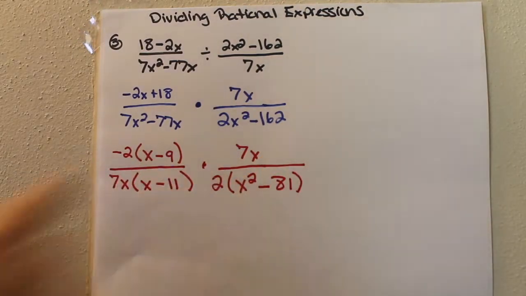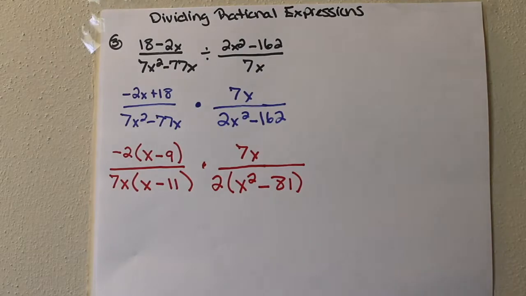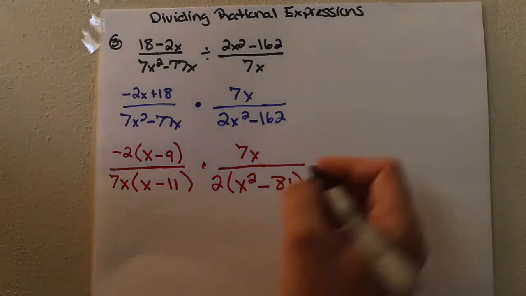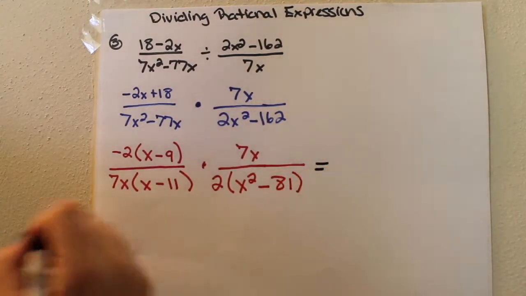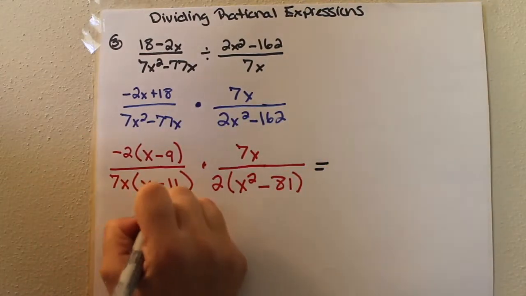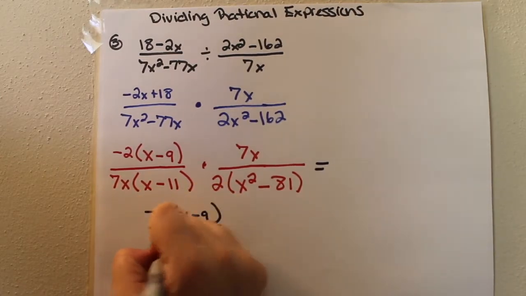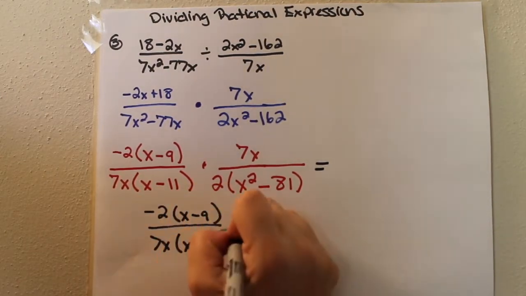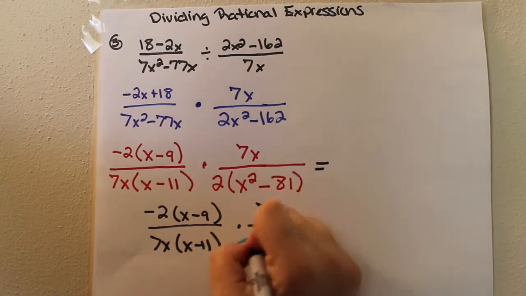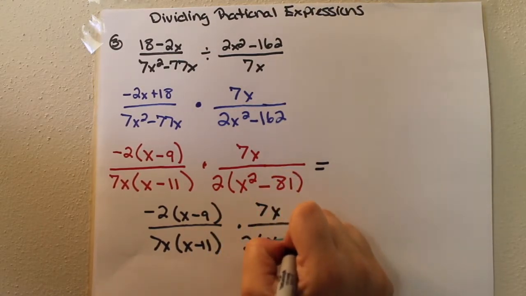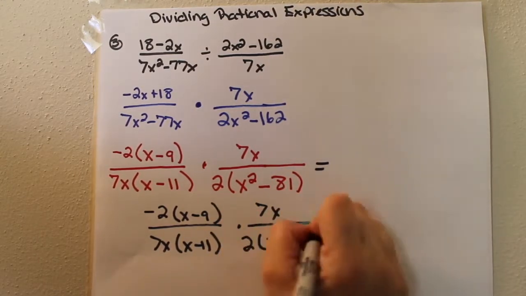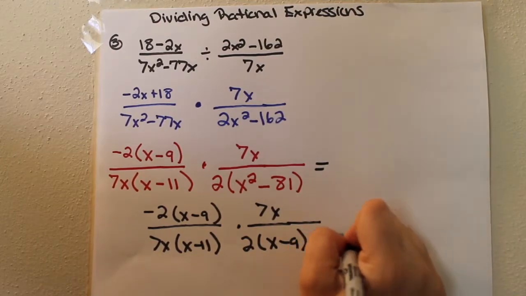I can actually keep factoring x squared minus 81 because that is the difference of squares. So that is going to break down, and I'm just going to rewrite everything. So I'm going to have negative 2, x minus 9, 7x, x minus 11 times 7x. This is going to be 2, x minus 9 and x plus 9.